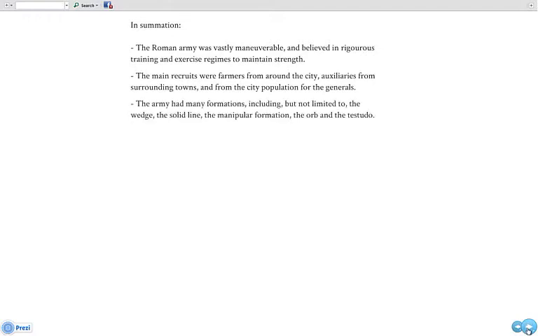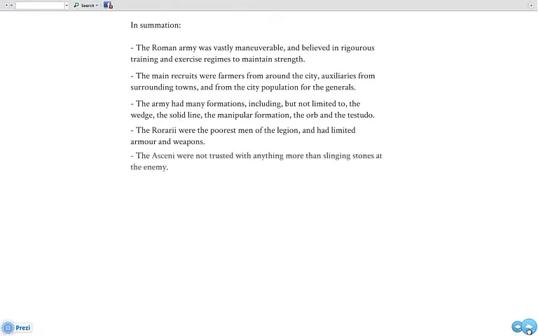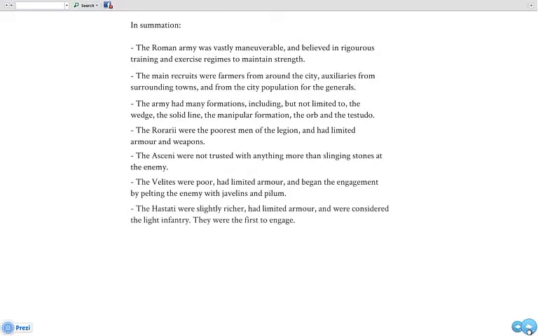Now, the army had many formations, including but not limited to the wedge, the solid line, the manipular formation, the orb, and the testudo. The Rarii were the poorest men of the legion and had limited armor and weapons. The Esseni were not trusted with anything more than slinging stones at the enemy. The Velites were poor, had limited armor, and began the engagement by pelting the enemy with javelins and pilum. The Hastati were slightly richer, had limited armor, and were considered the light infantry. They were the first to engage, and they would throw pilum into the enemy beforehand.